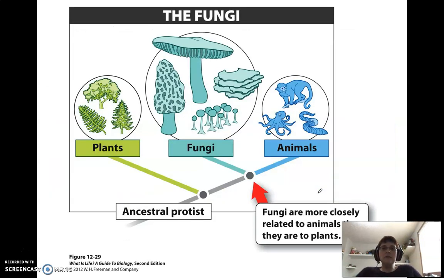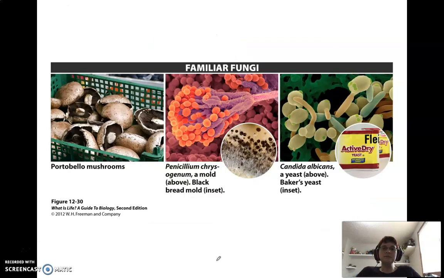So here's where the fungi go on that tree. So you can see plants are way down here with our ancestral protist that we're related to, but then the branches for the fungi are up here with animals. So we are more closely related to those animals or to the fungi than the fungi are to the plants.